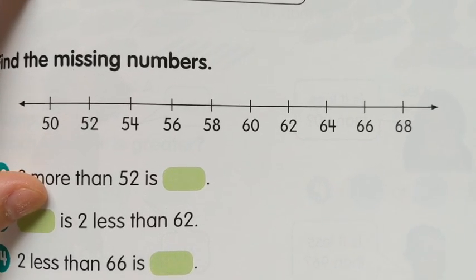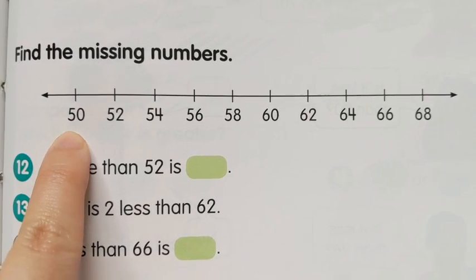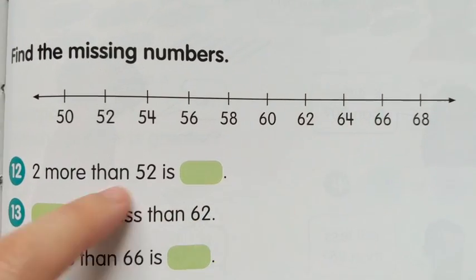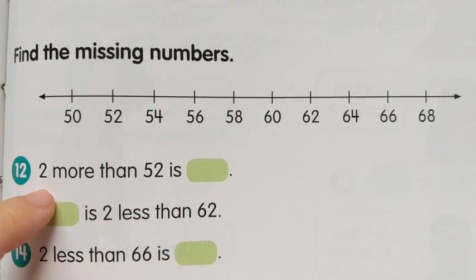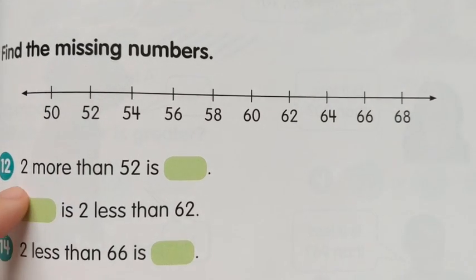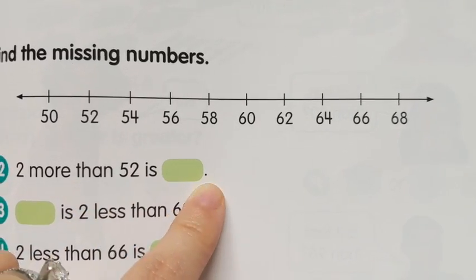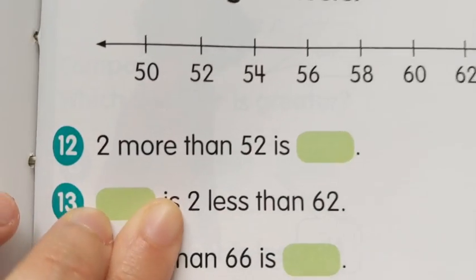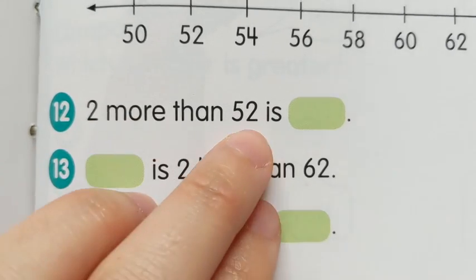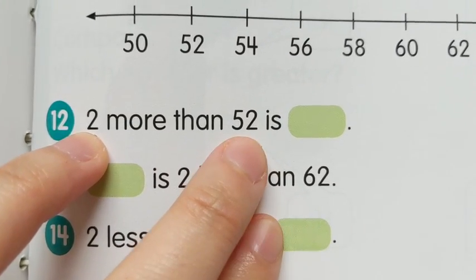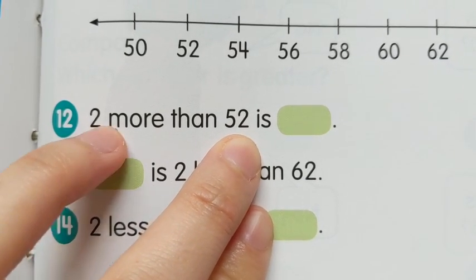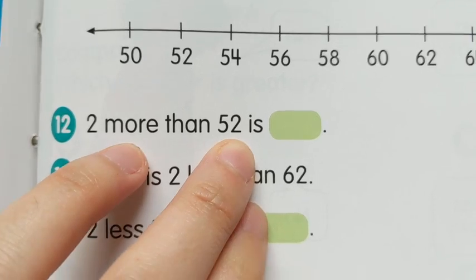Here's another number line. This number line shows numbers 50 all the way to 68. All right, so what number is 2 more than 52? 2 more than 52 is what? Well, I know just by looking at the words, you know what 2 more than 52 is if you add them together, right? That's 54. 52 plus 2 more. The more means to add.